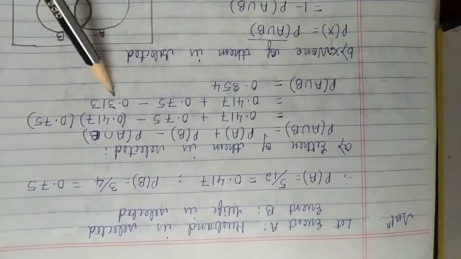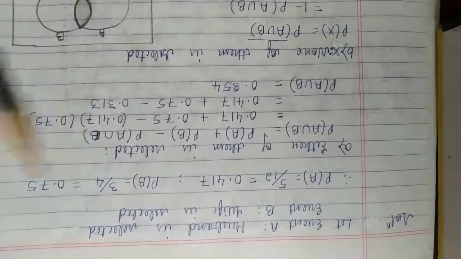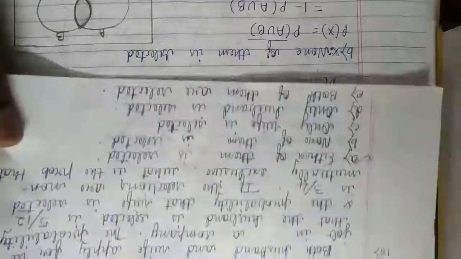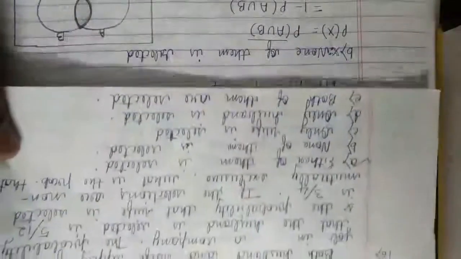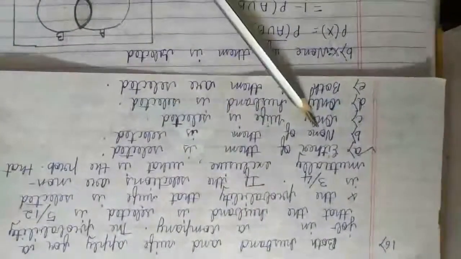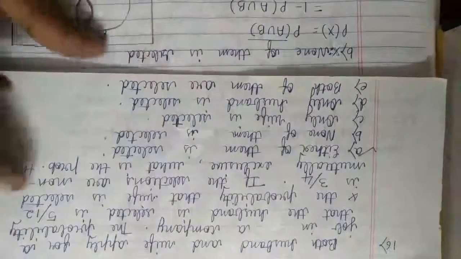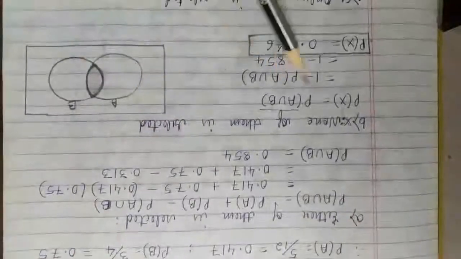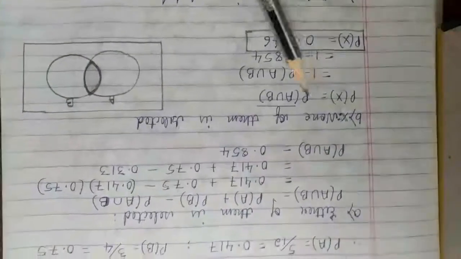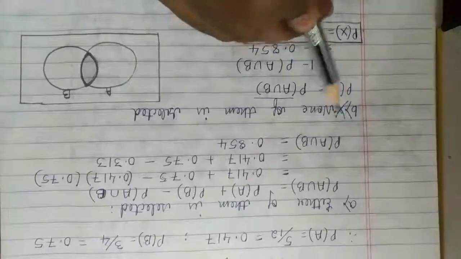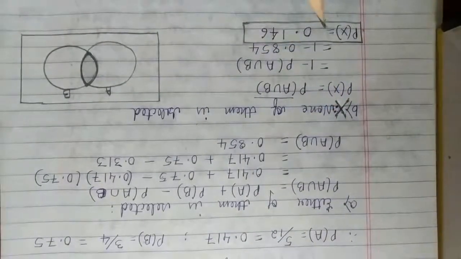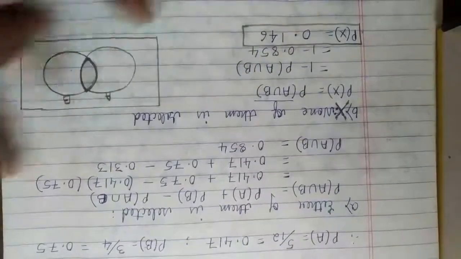Okay, if you add this up, this is section A. Section A is done. The second question that they have asked is: none of them is selected. Okay, B, none of them is selected. See here, suppose X is the event that denotes none of them is selected.